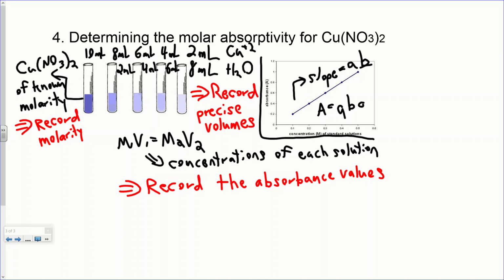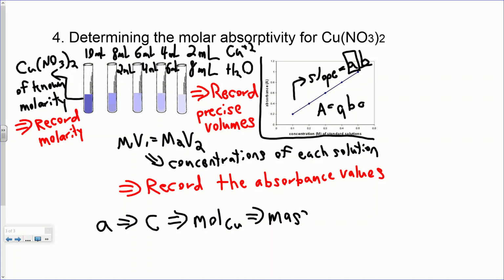we will be able to find the molar absorptivity, which will then allow us to find the concentration of our unknown solution, which will then allow us to find the number of moles of copper in our unknown solution, which will then allow us to find the mass of copper, which will finally allow us to find the percent mass of copper. So, we're going to go, again, from molar absorptivity to concentration, to moles of copper, to mass of copper, to percent mass, which is what we're looking for.